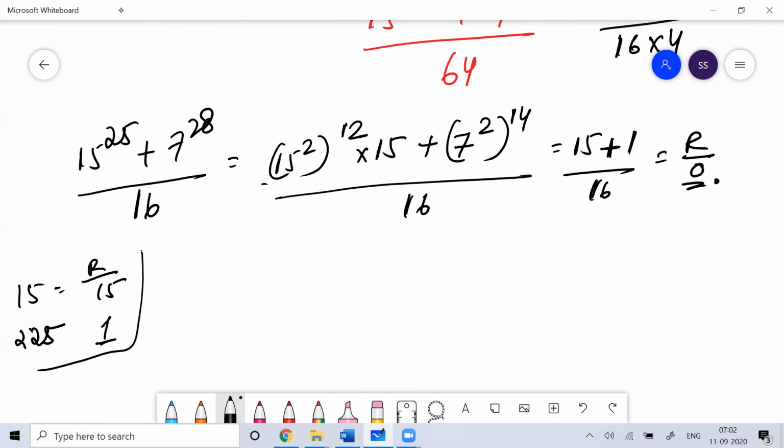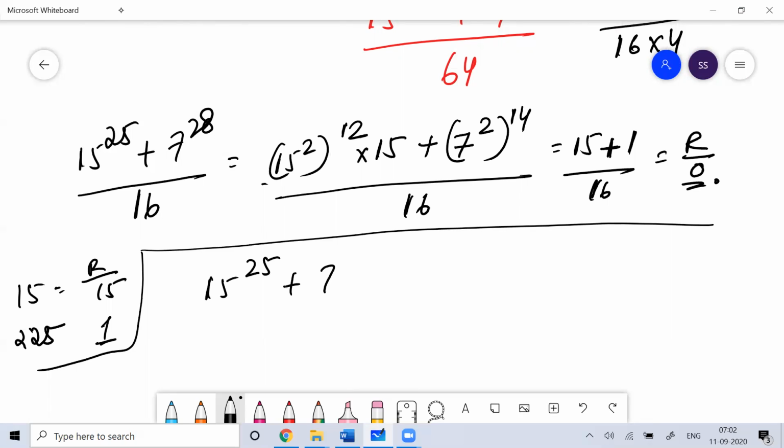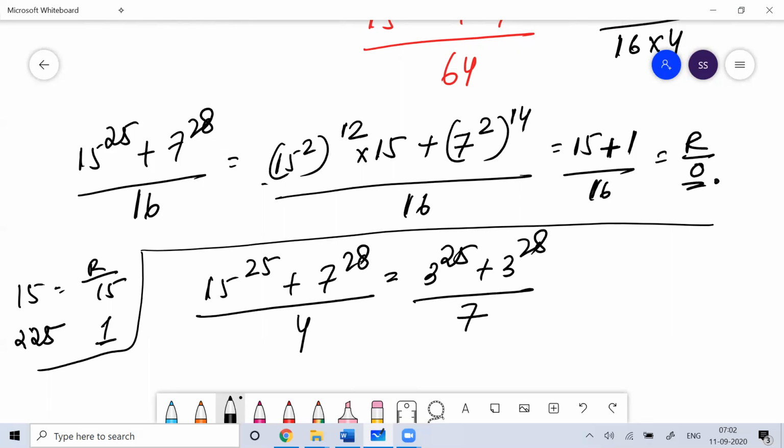Now the same thing, 15 to the power 25 plus 7 to the power 28 divided by 4. What is the remainder? 15 divided by 4 is 3 with 4 3s are 12, so 3 to the power 25 plus 3 to the power 28 divided by 4. This will give a remainder 0.